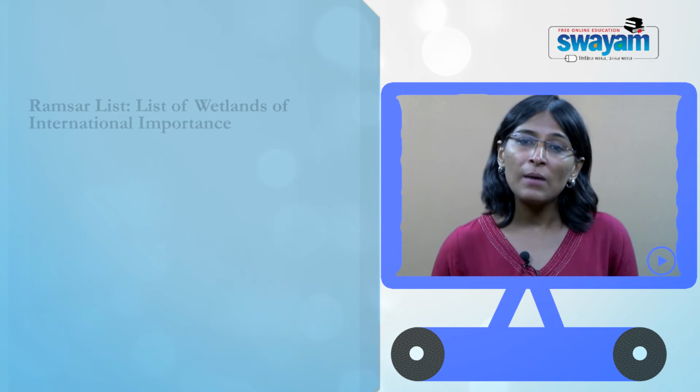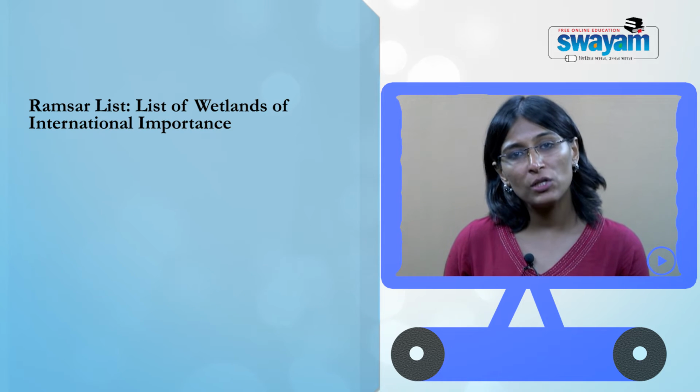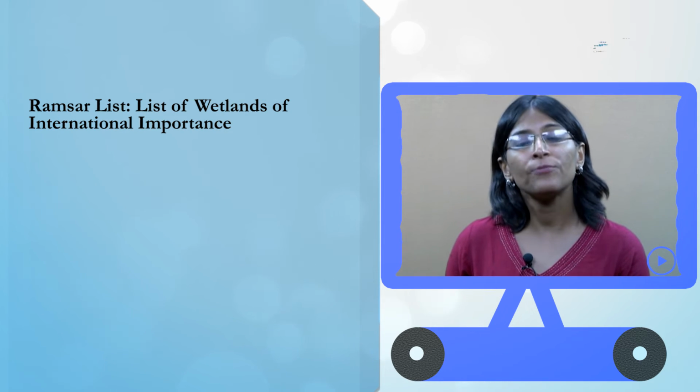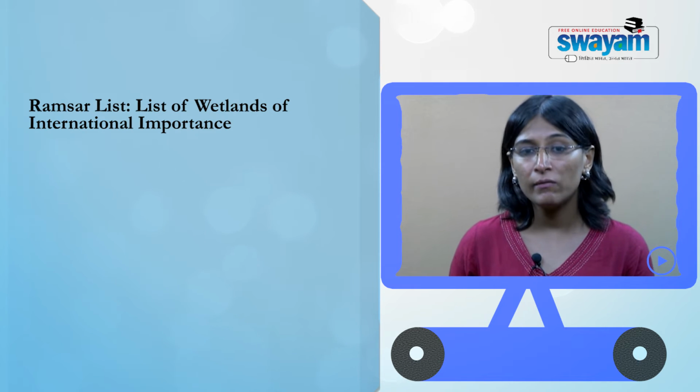Now, under the Ramsar Convention, there is a document known as the Ramsar List, which includes a list of wetlands of international importance which are protected under the Ramsar Convention.